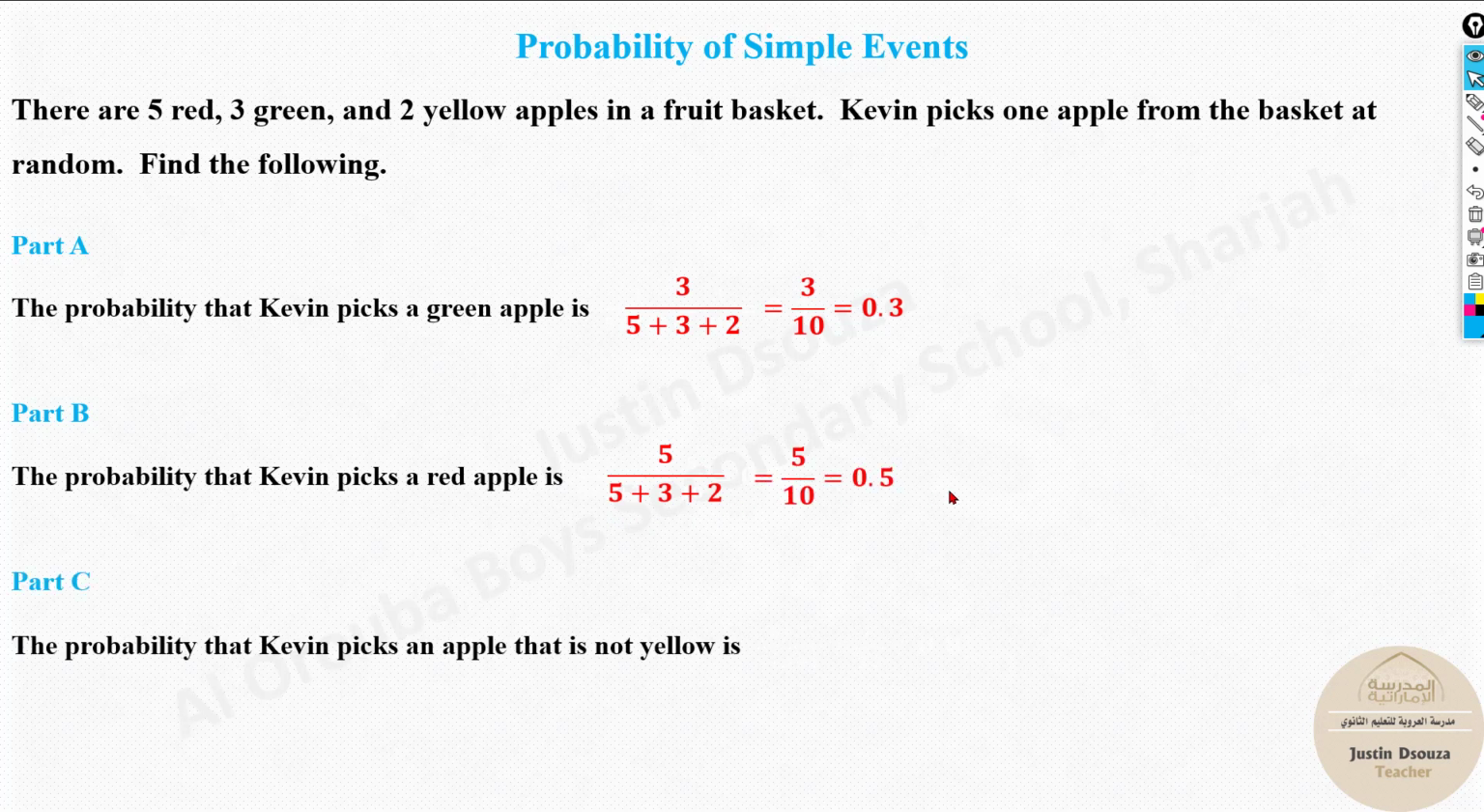Same way, the probability that Kevin picks an apple that is not yellow. This is very important. It's not yellow. It's not just 2 by 10. They have told us not yellow. So over here, other than yellow, both are not yellow, isn't it? So it is 5 and 3. So it'll be 5 plus 3. These are not yellow, and the total number of apples is 10. So it is 8 by 10. So these are the answers.